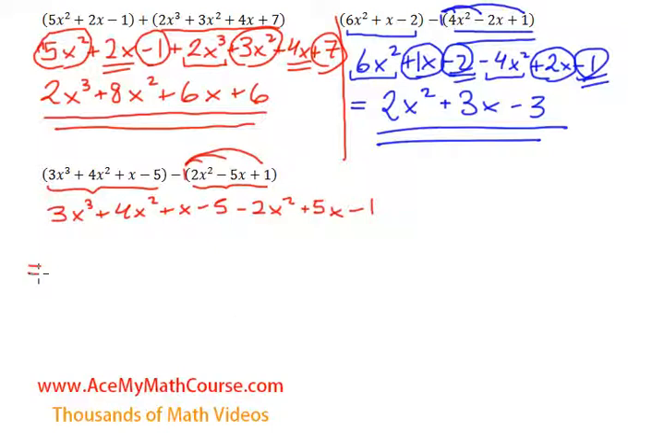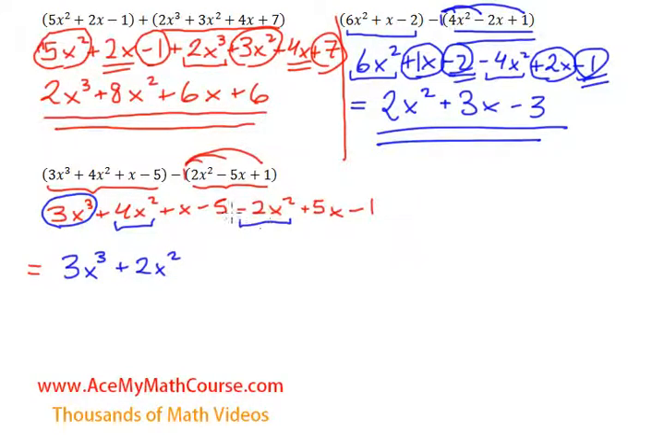Okay, now let's combine like terms. There's only one term with an x cubed, so we just have 3x cubed. We have two terms with an x squared, so we can combine them. 4 minus 2 is just 2. So we get 2x squared.